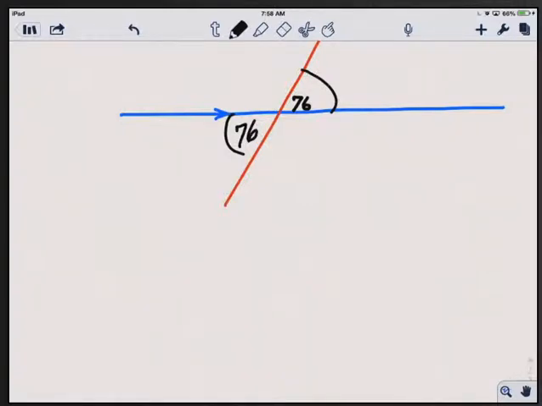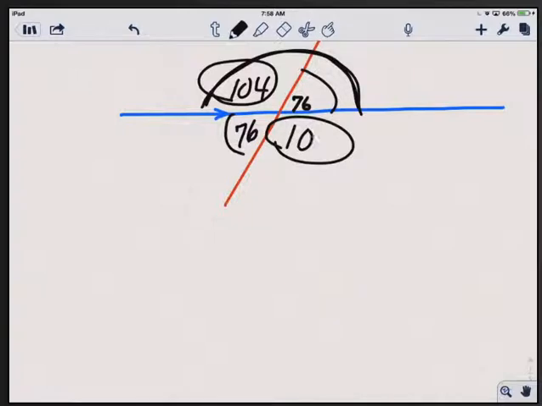And we can also look at the diagram this way and say these two angles add to equal 180 because they're a linear pair. They're adjacent angles that form a straight line with their exterior sides, so we subtract 76 from 180 and we get 104 for that angle. And then vertical angles are equal, so those two angles are both 104.